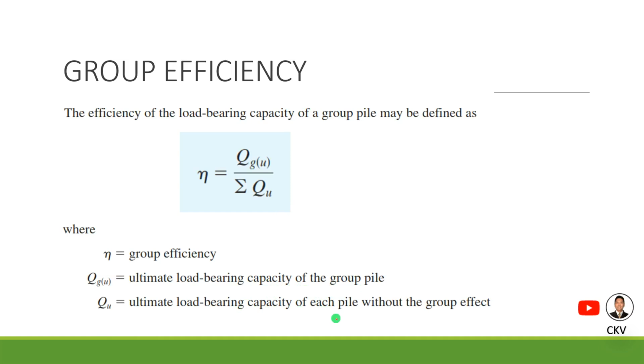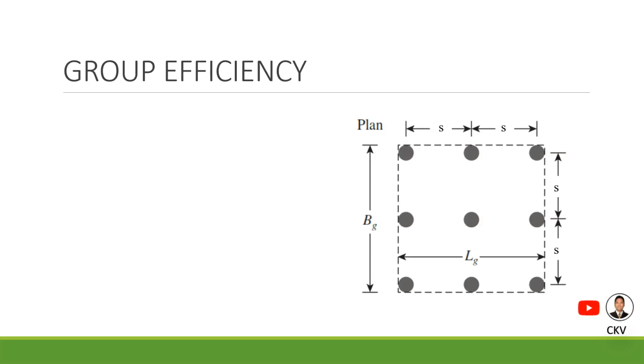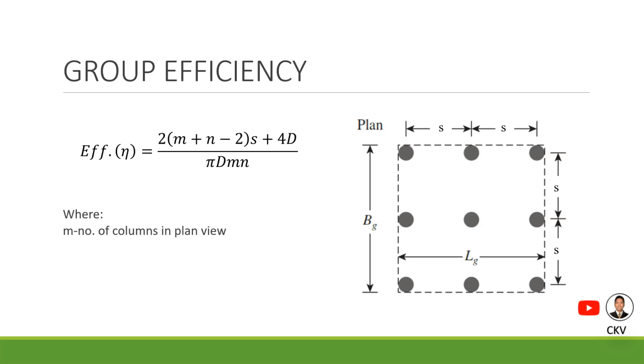So in some references, we also have a derived equation for the efficiency of group. If the spacing is the same for this group of piles as well as its diameter, we can use this derived equation, as you can see here on the screen. The value of m here is the number of columns in plan view. In this sample figure, we have 3 columns, and for n, that's the number of rows. This is 3 rows, and s is your pile spacing center to center. D is the pile diameter.